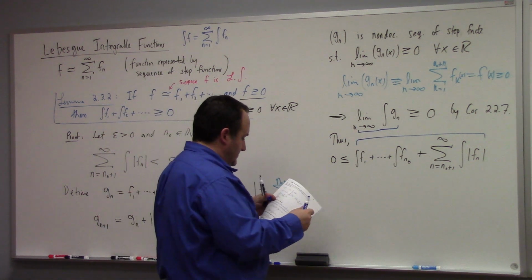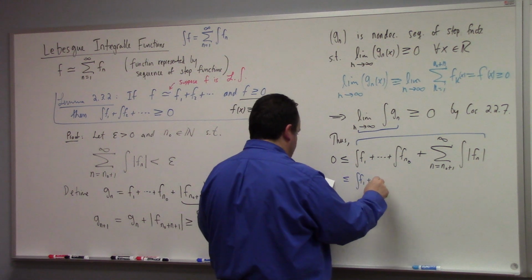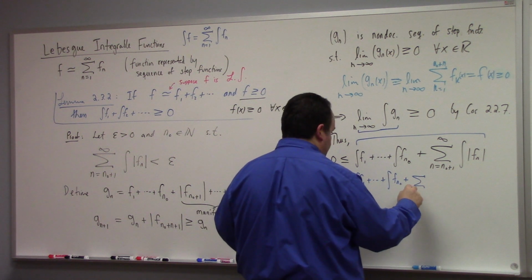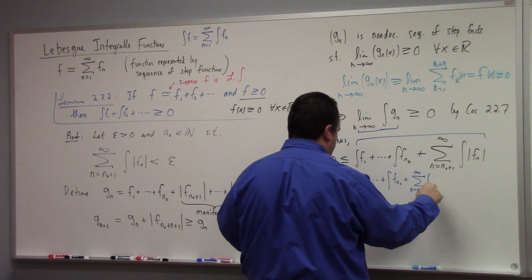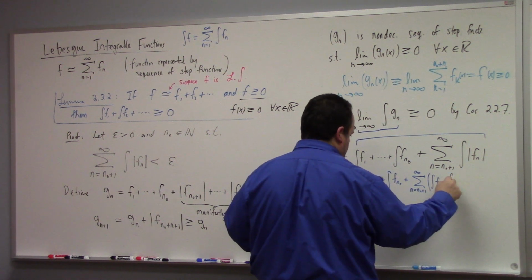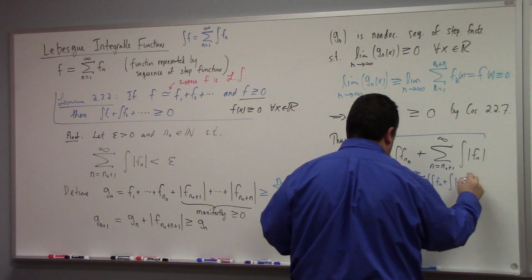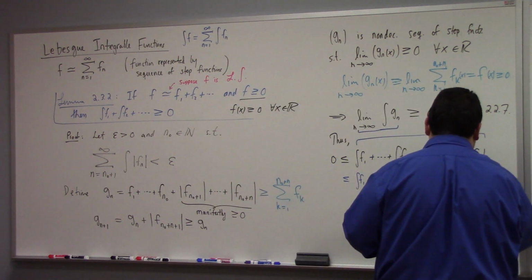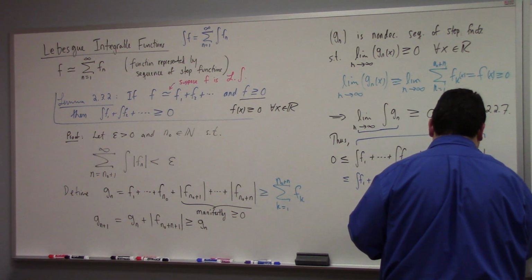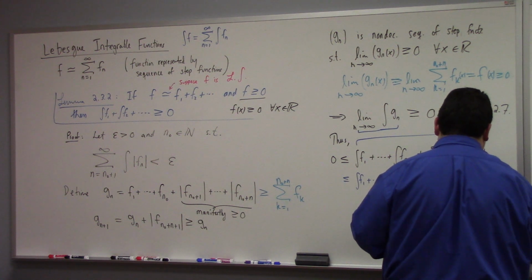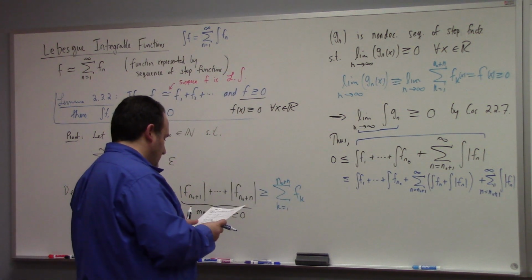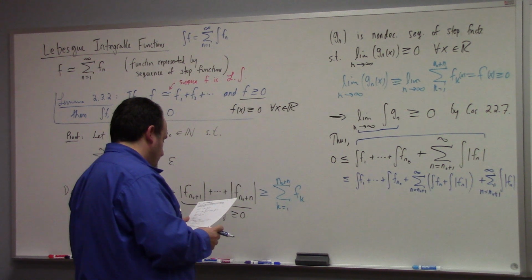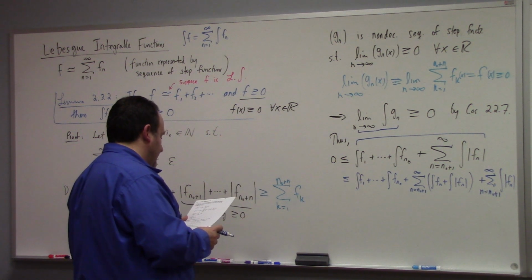Well, his next move is to say this is less than or equal to the integral of f1 plus ... plus the integral of fn naught, plus the sum n equals n naught plus 1 to infinity of the integral of fn plus the integral of the absolute value of fn, plus the sum n equals n naught plus 1 to infinity of the integral of fn. What is he doing? Why is he adding all this stuff? Sneaky. Do you see why he can do that?